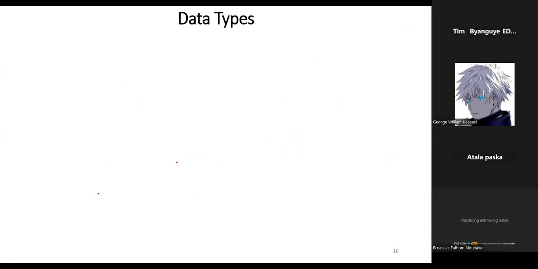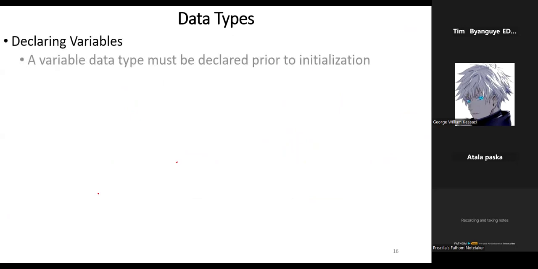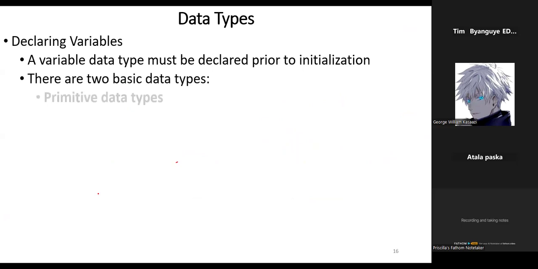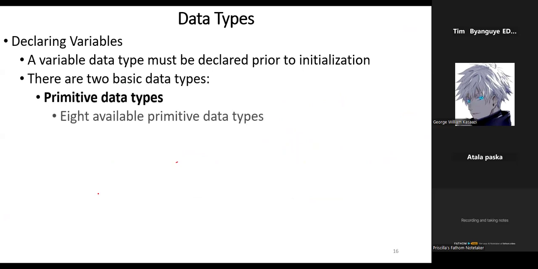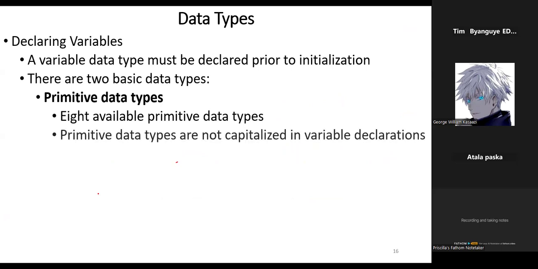The only difference is going to be maybe adding those that were not in other languages that we've seen so far. We use data types when we're declaring variables. We have two types of data types. Those that are inbuilt, what you would call primitive data types, and there are eight of them. And one of the distinctive features that they contain is the fact that they are not capitalized when we are declaring the variables. And you've seen them already.